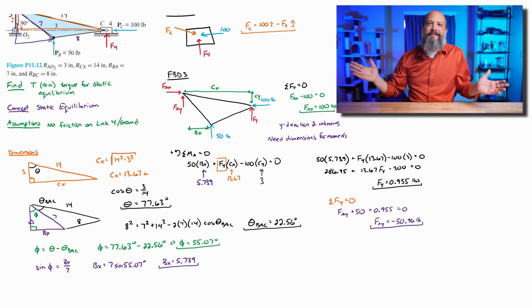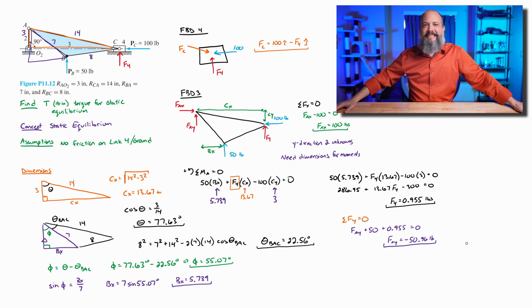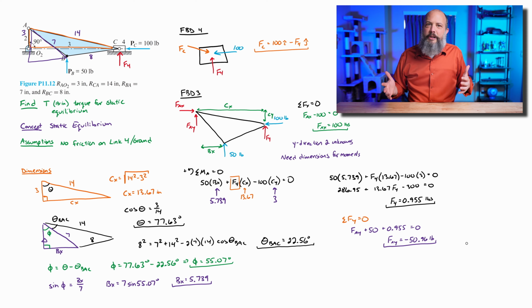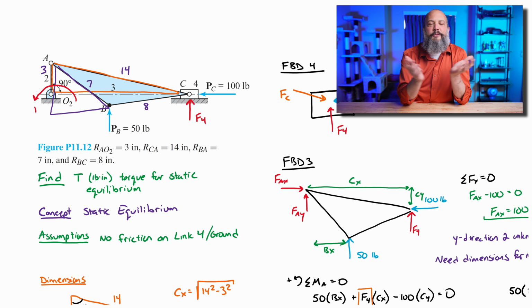There's only one link left, and that's the crank. Something I kind of skipped at the beginning. We were supposed to find T, the torque for static equilibrium. I didn't even put T on the drawing. So T on the drawing, I'll go ahead and draw this in the counterclockwise direction for positive.